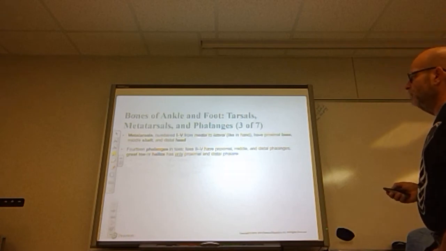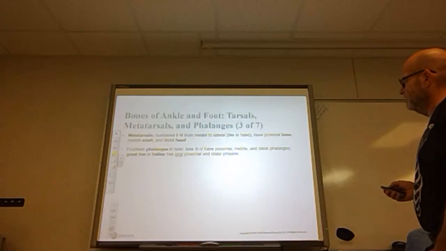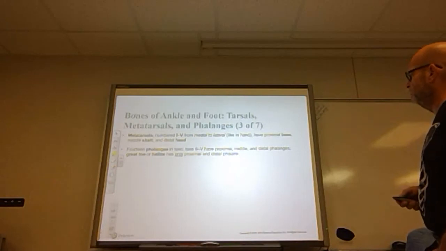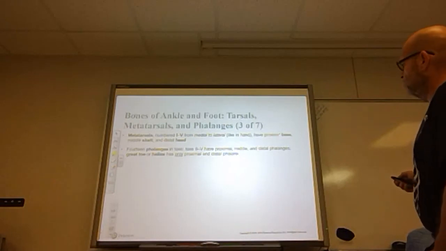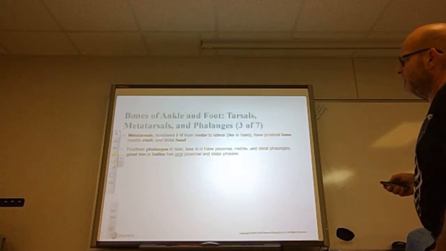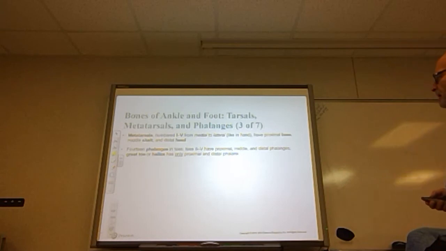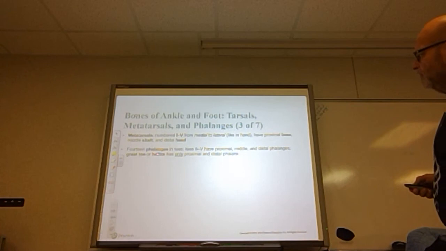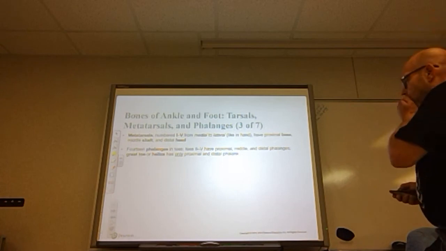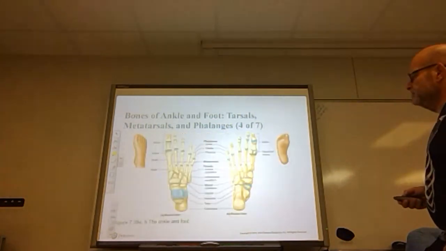The metatarsals are numbered 1 through 5 from medial to lateral. So again, just like in the hand, it starts on the side of the big toe. They have a proximal base, a medial shaft, and a distal head. There are 14 phalanges in your toes. Toes 2 through 5 have proximal, middle, and distal phalanges. The great toe, or the hallux, has only proximal and distal.